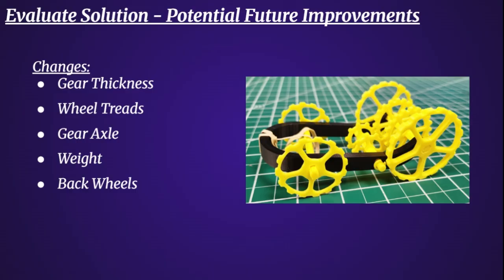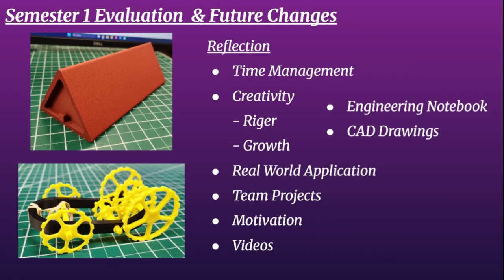If the vehicle was made thinner, it would have been less weight and less friction, which would have allowed the vehicle to travel further. Finally, the back of the wheels shift around, similar to the gear axle. If I were to make the keys thicker, just like in the gear axle, this movement wouldn't happen.